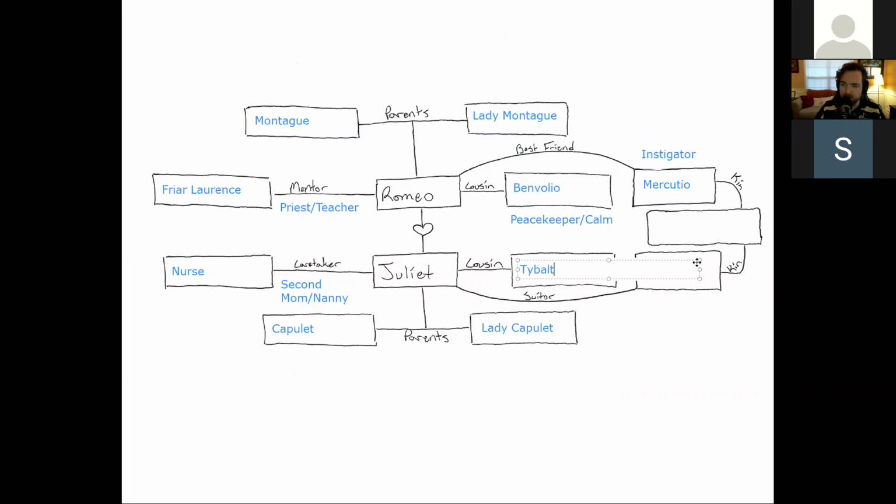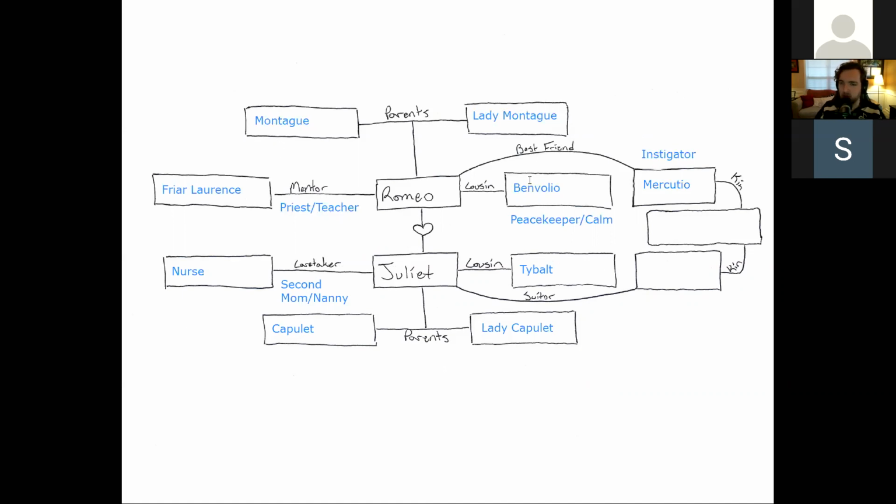Now, we talked about how these characters are foils to each other, right? So Friar Lawrence is wise, he's well educated. The nurse is very loving, but she's not well educated, right? She's a commoner, she doesn't really know much. She talks kind of in slang, right? So they're opposite to each other. They're foils. So a foil is a character that represents the opposite of another character, right?